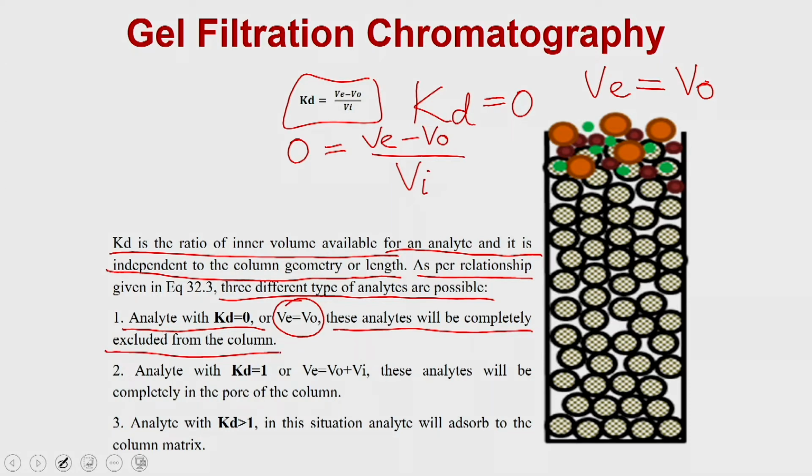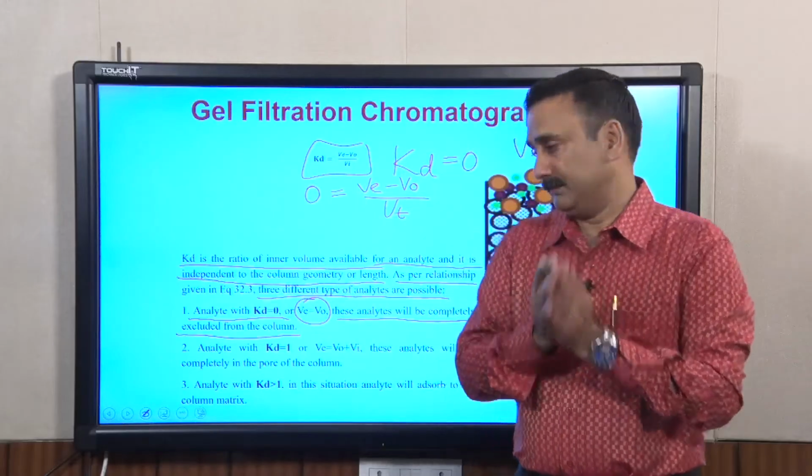So, if the Kd is 0, it means the molecule is not entering into the pores of these beads, and because of that the Vi is going to be 0, and as a result the VE is going to be equivalent to VO, which is the void volume.